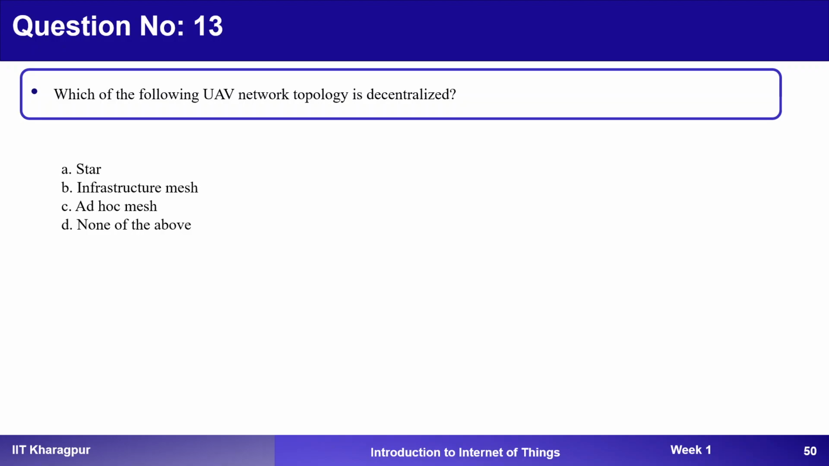Next one is, which of the following UAV network topology is decentralized? Star, infrastructure mesh, ad hoc mesh, and fourth one is none of the above. Answer is ad hoc mesh. So what I can feel is whatever I have taught you, you are able to answer that. But the topics which are covered in lecture, you are not able to answer those questions.